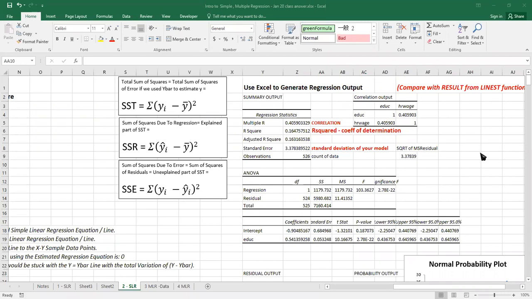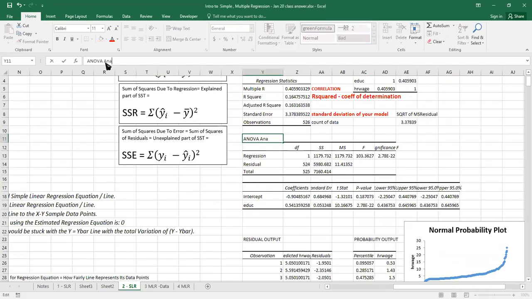Okay, thank you. All right, so that's the first part, yung summary output natin. So, it's important guys that we understand everything here, no? Sa regression output na to. Okay, next, yung ANOVA natin, analysis of variance. This is your analysis of variance, okay? Or this is your goodness of fit test.